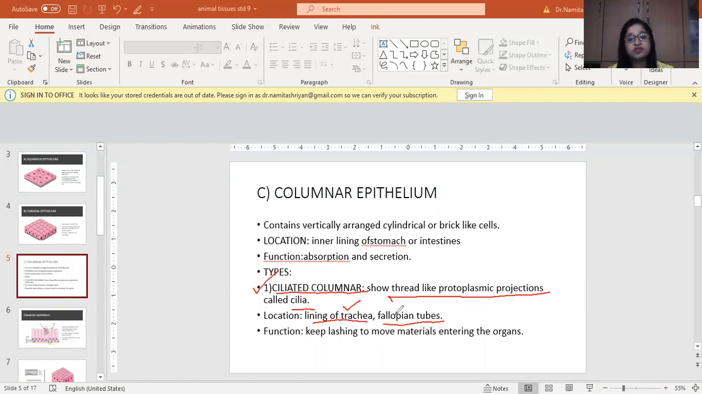Whereas in the fallopian tubes, that is the oviducts present in the female reproductive system, these lashing movements of the cilia help in moving the ovum towards the uterus, further down the fallopian tube, so that fertilization can take place later on. So the function is they keep lashing to move materials entering these organs. Simple to understand. Such a columnar epithelium has a specific function, that is ciliated columnar epithelium. The cilia keep lashing out and help in movement.